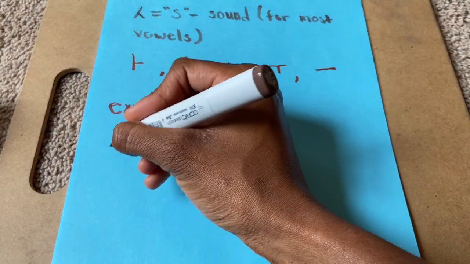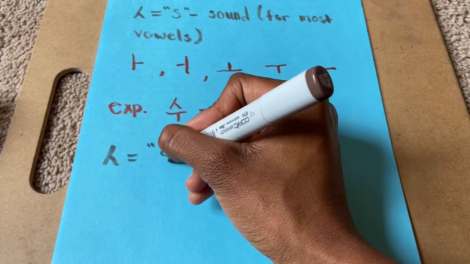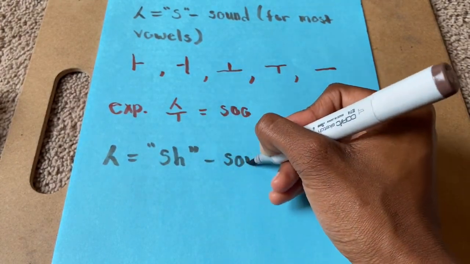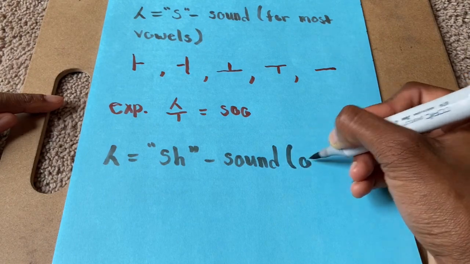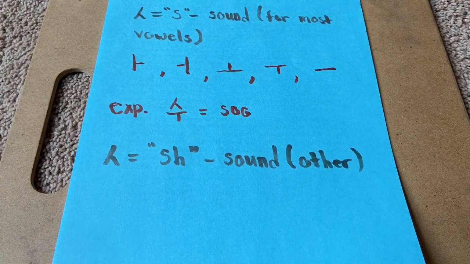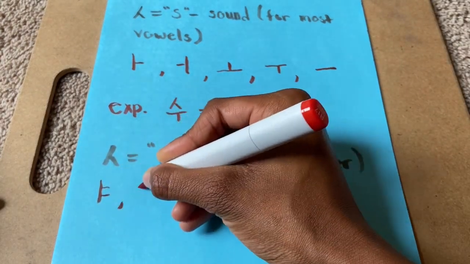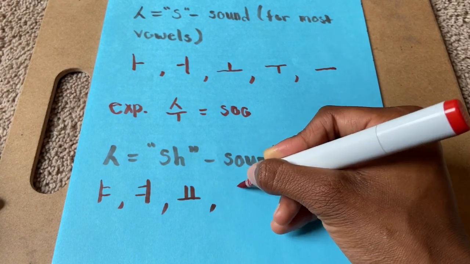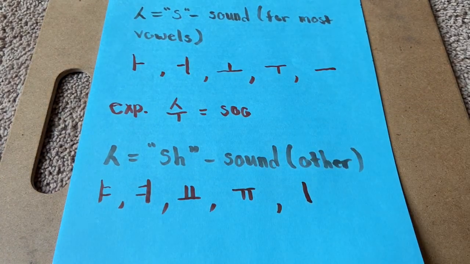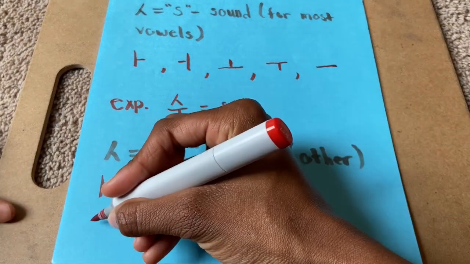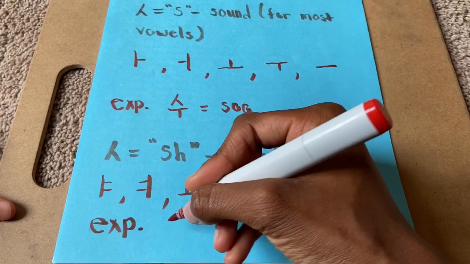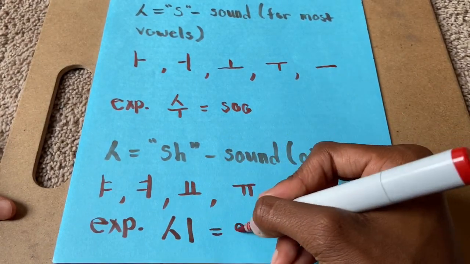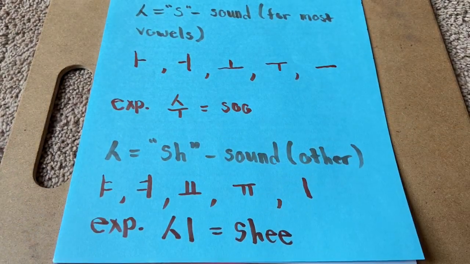So what about the other exception? That is, 시옷 makes the SH sound when put with the other vowels. What are those? Well, that's just the rest. All the double lines and E. So that's ya, ya, yo, you, and E. So these vowels put with 시옷 makes the SH sound. So an example would be 시옷 and E. So that makes it she, not C, but she.